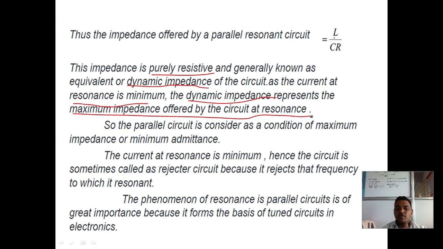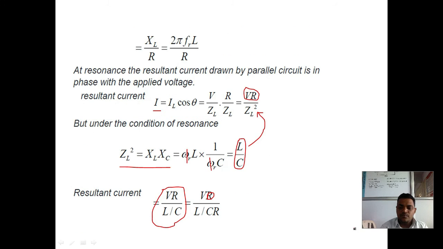The phenomenon of the parallel circuit is of great importance, because it forms the basic tuned circuit in electronics. So the resultant current is equal to V upon L upon CR.